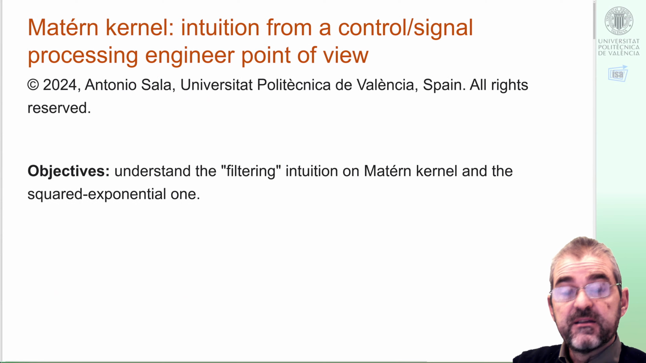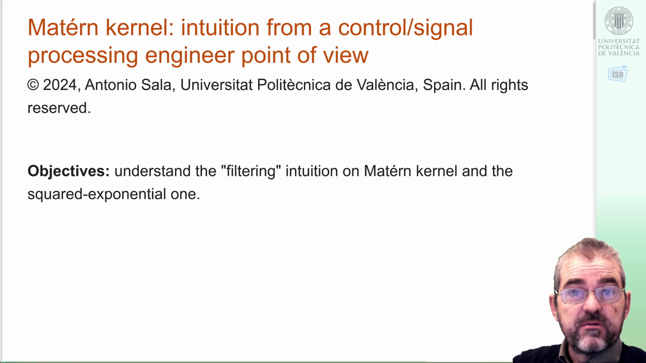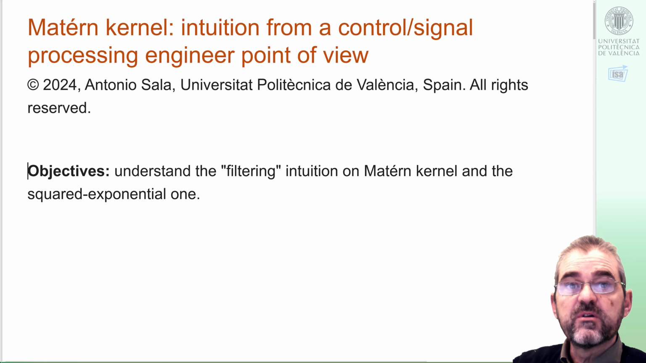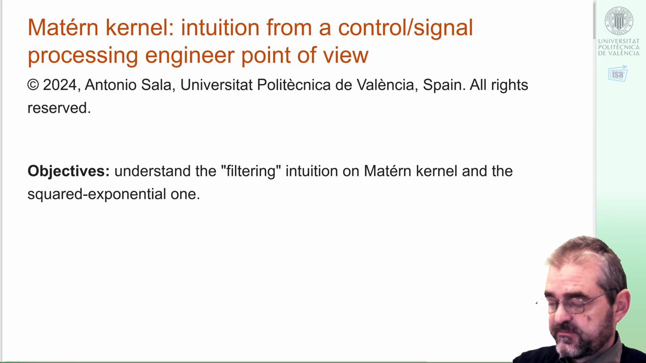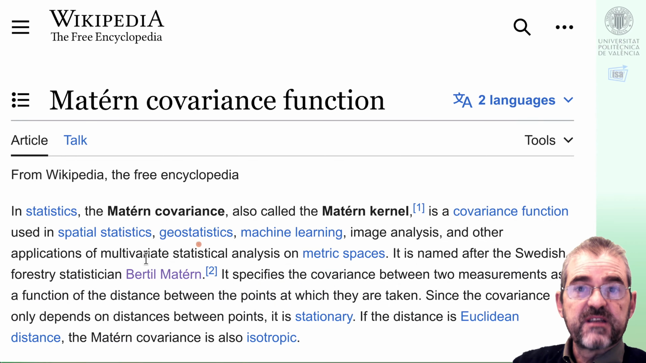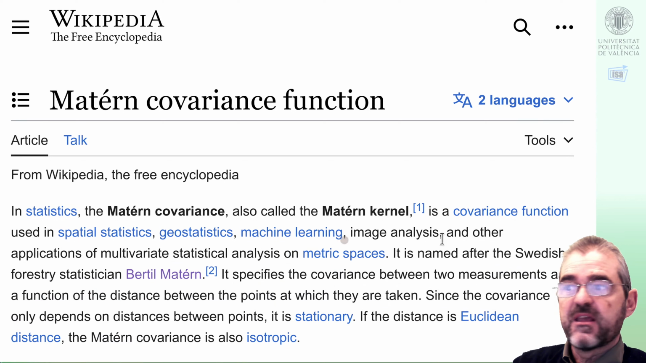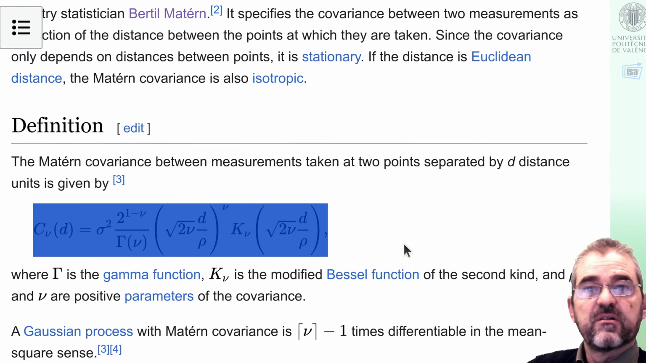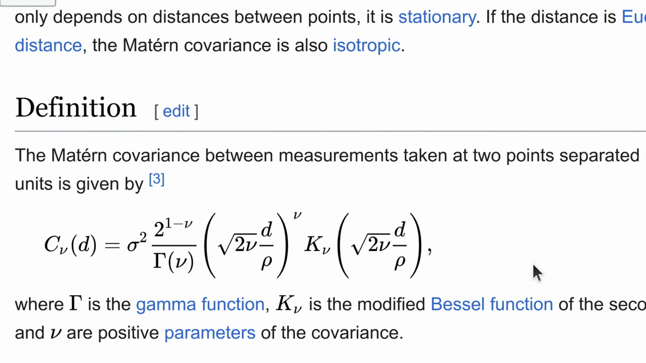Hi, I'm Antonio Sala. In this video, we are going to discuss the intuition on the Matérn kernel and the squared exponential limit case from a control engineering or signal processing point of view. If we look at the Wikipedia page on the Matérn covariance kernel, here we have it. It says that it's used in machine learning, image processing, geostatistics, whatever. And here we have the covariance kernel definition given the distance between points.